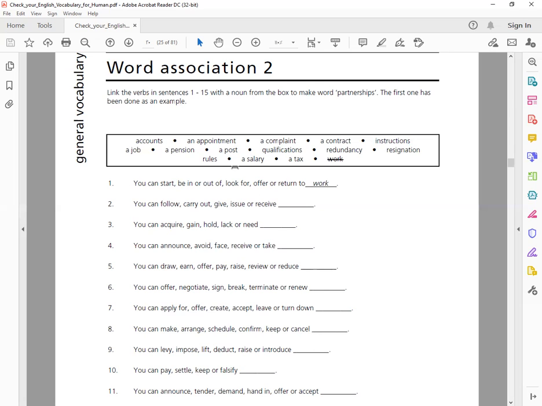A contract. No, not contract. Complaint. No, it's the last word. It's instructions. Instructions. So let's stop share and share again through the smart board.